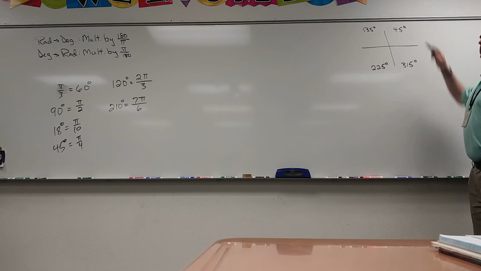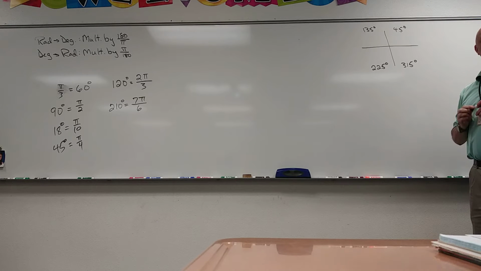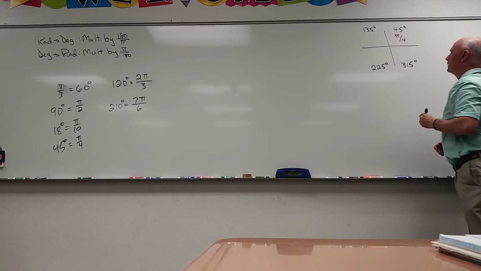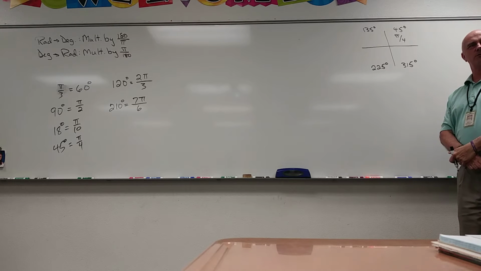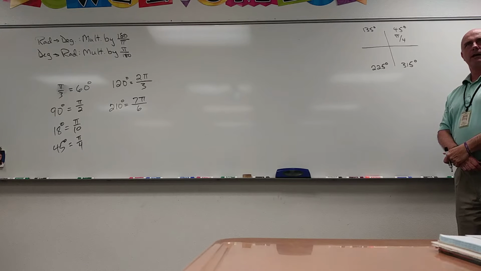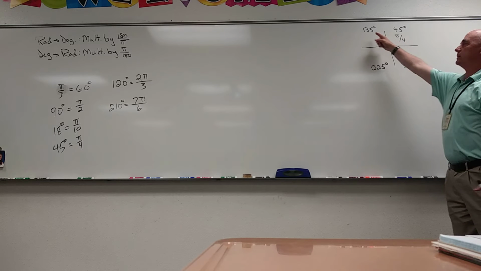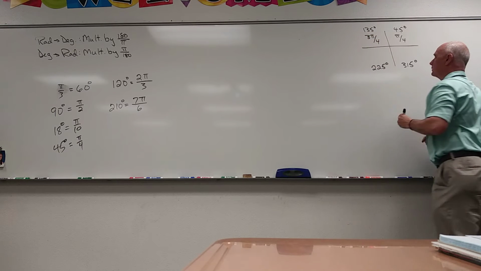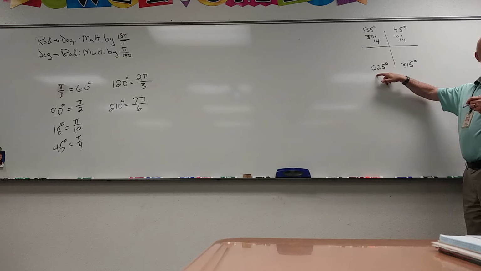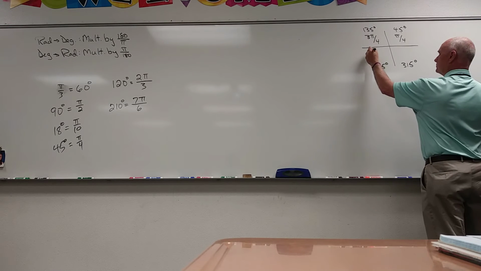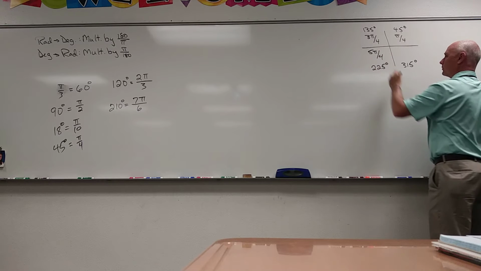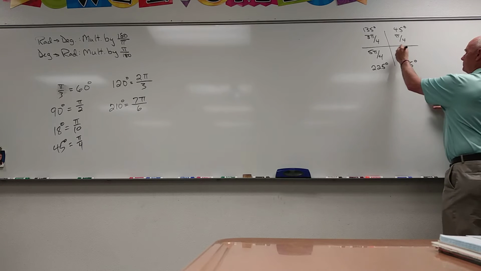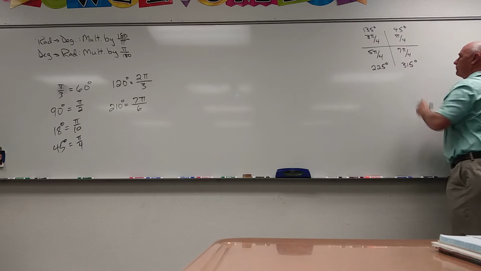What's the radian measure of 45 degrees? Pi over 4. That's what we were just talking about. What about 135 degrees? How many 45s is that? 3. So 3 pi over 4. How many 45s is 225? 5 of them. So that's going to be 5 pi over 4. What about 315? How many 45s is that? 7. So 7 pi over 4.